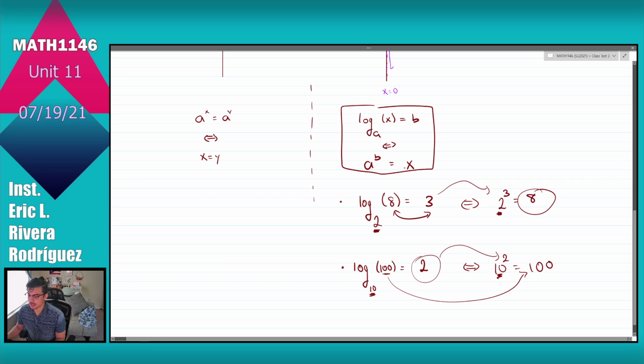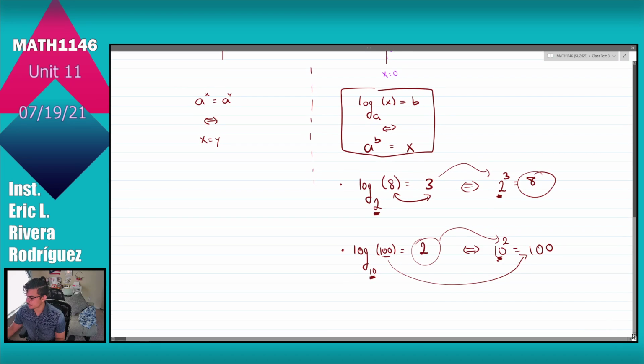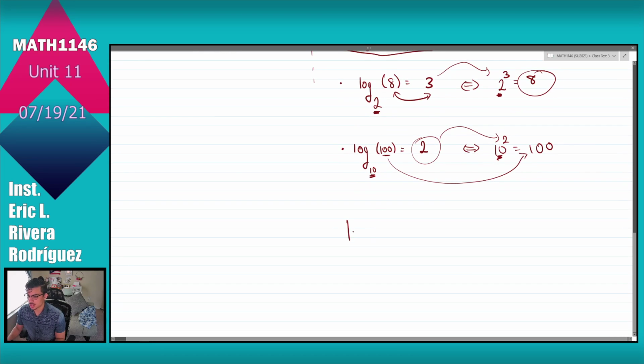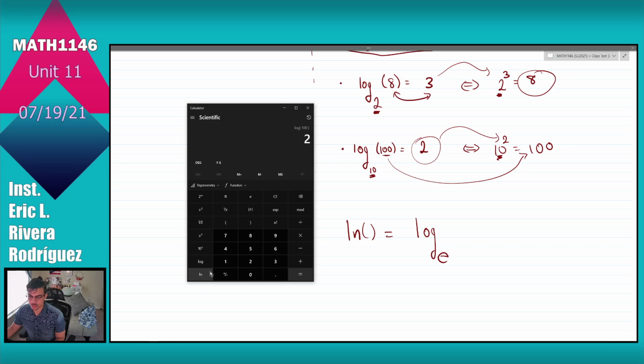Another important logarithm is the natural log. Natural log means that the base is e. And remember, e is just a letter that we use to represent a value, like pi or something like that, right? That's another one that's important. In the calculator, you usually will have ln or log, log base 10 or natural log.